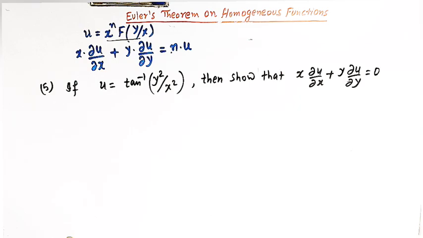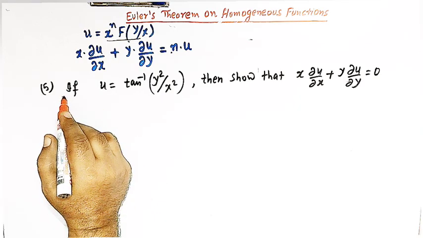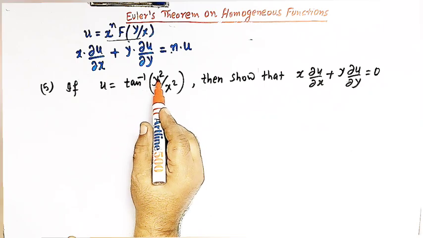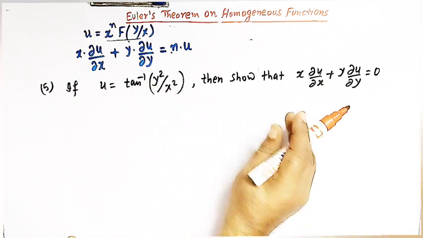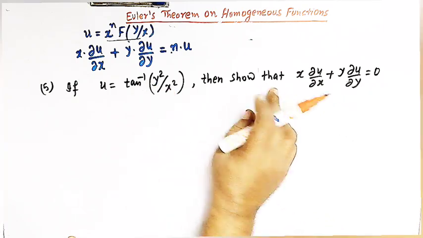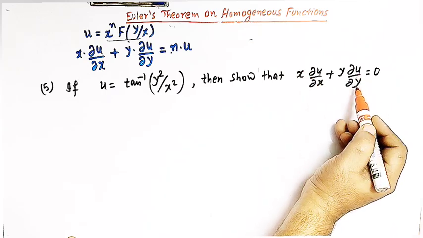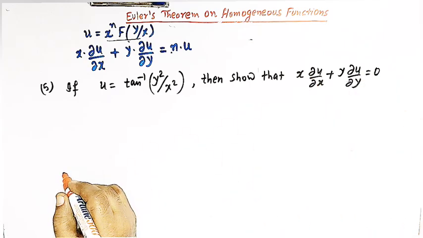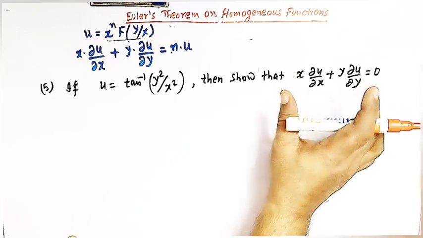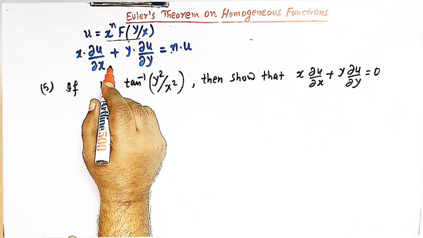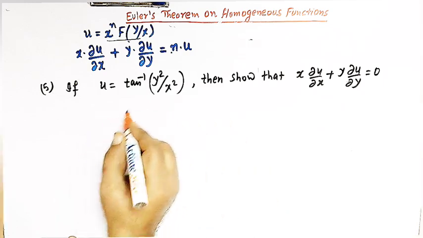Now consider one more problem. So here we are given a function u is equal to tan inverse y square over x square, and then we have to show that x del u over del x plus y times del u over del y is equal to 0, right. So this result also follows directly from Euler's theorem, and let us see how.